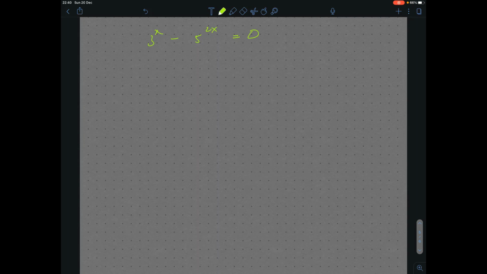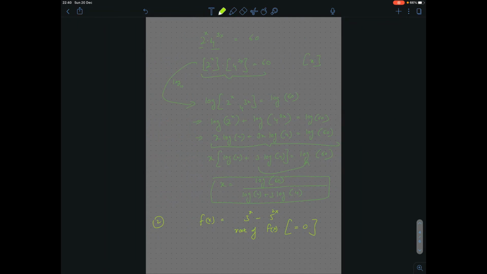Okay, so as I said, in the previous problem over here, there were actually two ways to solve this particular problem. I'll come back to the second one once I show you how to solve this particular problem over here. Okay, so we can rewrite this as 3 to the power of x is equal to 5 to the power of 2x. So this is again a very direct application.